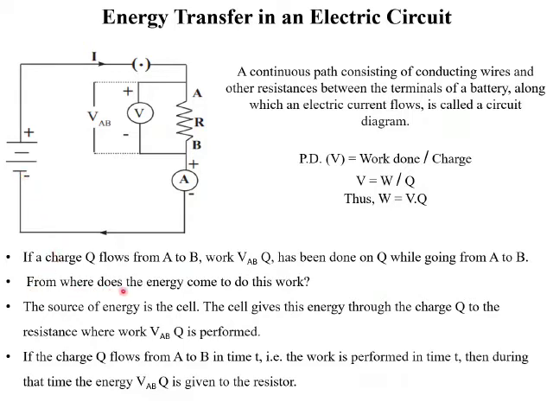So from where does this energy come to do this work? How is it that the charges are constantly moving? Because electric current is the flow of charges or flow of electrons. So long as we have the flow of electrons, there is flow of electric current. So where does the energy come from in order to keep these charges constantly moving? The source of energy is the cell.